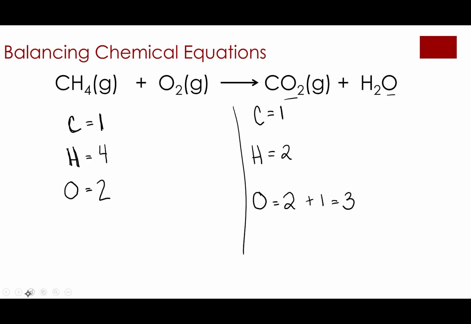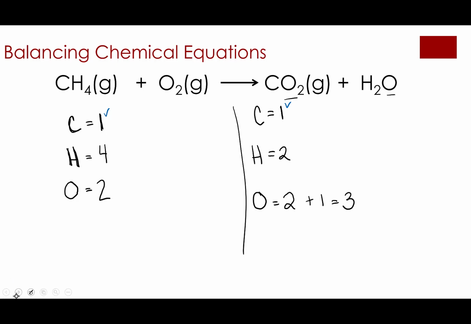All right, now I can compare, and I look at the 2 sides here, and I've got 1 carbon, 1 carbon. Those are balanced. Those are good. Okay. I look at my hydrogens. I have 4 hydrogens on the reactant side. I have 2 hydrogens on the product side. So I know that can't be the case. I know if I start with 4, I have to end with 4.